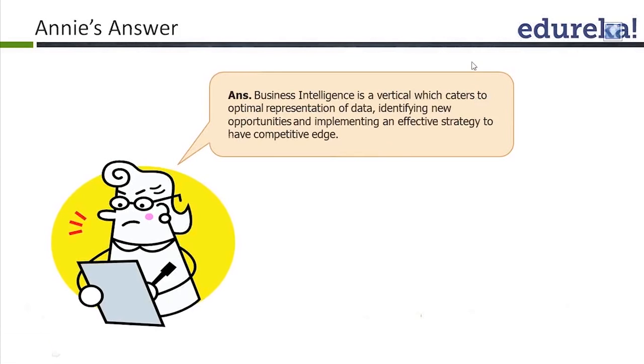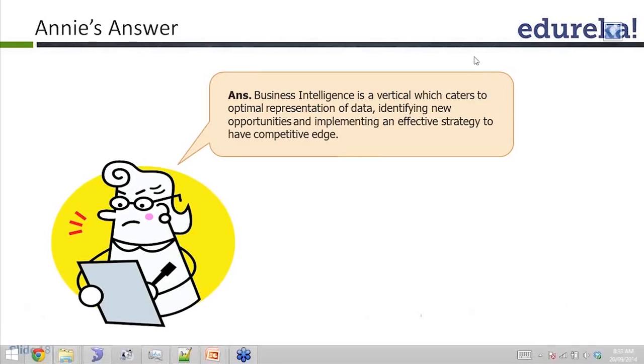BI is a vertical which caters to optimal representation of data. So it's all about data, using data for your business intelligence, identifying new opportunities and implementing an effective strategy.